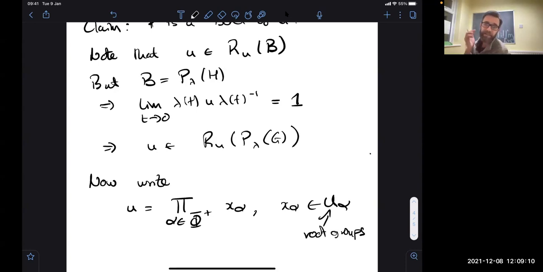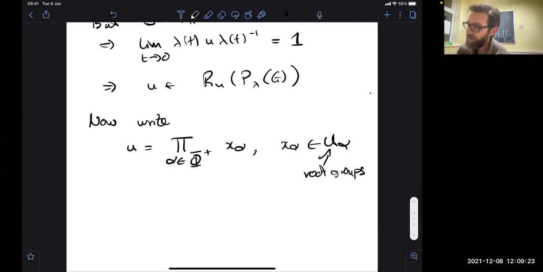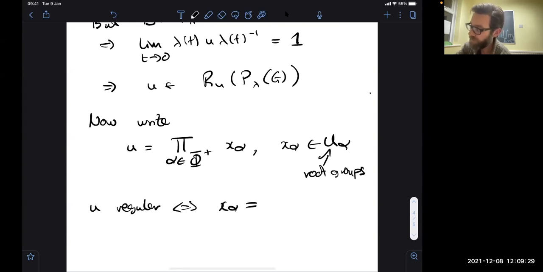So when you write down a unipotent element in terms of some system of positive roots, you can recognize whether or not it's regular. When is it going to be regular? It's going to be regular precisely when each X alpha is non-trivial for the simple roots.